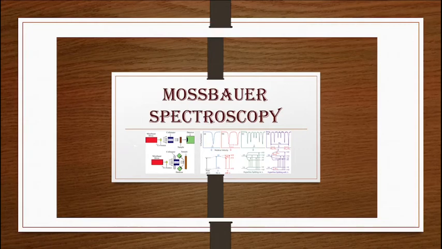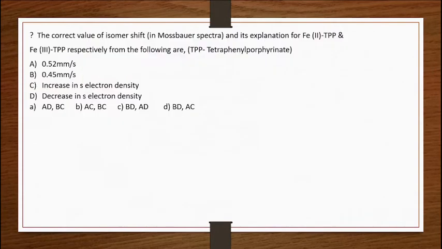So now we will look into the previous questions of the CSIR examination from the topic Mossbauer spectroscopy. So this is the first question. This might have been mentioned during the lecture. The correct value of the isomer shift and its explanation for Fe2 TPP and Fe3 TPP respectively from the following are. Here TPP is the tetraphenyl porphyrinate.